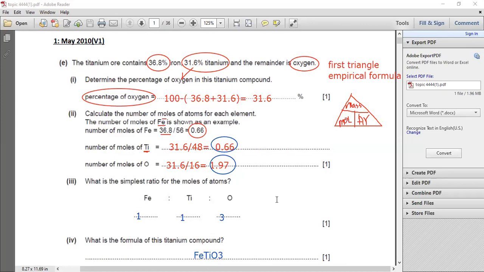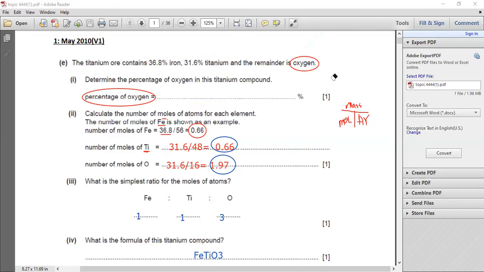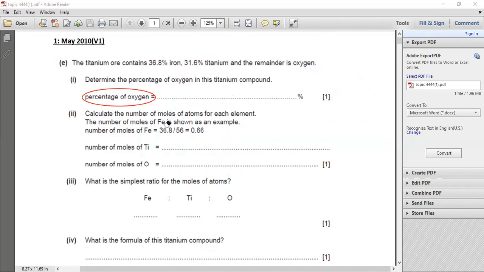Is it clear? Anyone have any comment? Yes, Ahmed, 3, okay? Not 30. Any question? Okay, that's fine. So in this question, we talked about the first triangle, and we talked about the empirical formula. Kindly, if any point is not clear, ask me directly. Say, Mr., please repeat this.